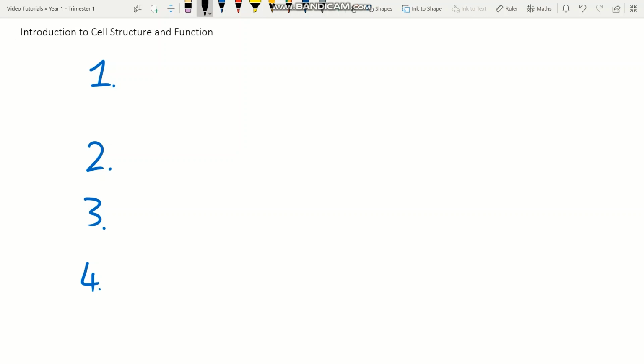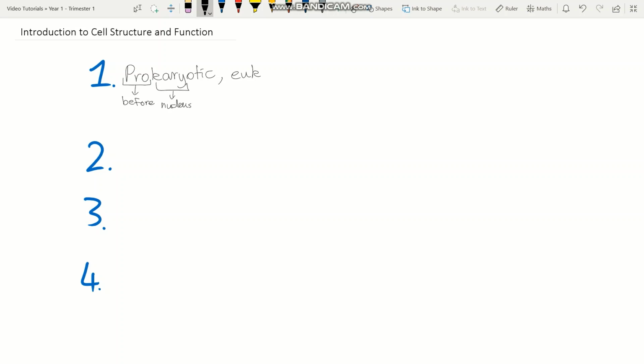Firstly, cells can be either prokaryotic or eukaryotic. Now what does this mean? Prokaryotic cells are essentially cells that do not have a nucleus. As the name suggests, pro means before, and kary means nucleus. So these cells are essentially what cells would have looked like if a nucleus didn't exist.